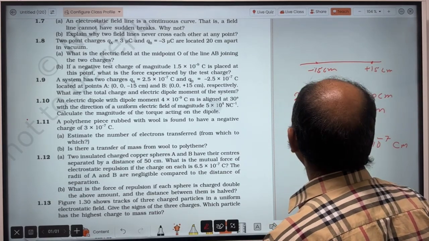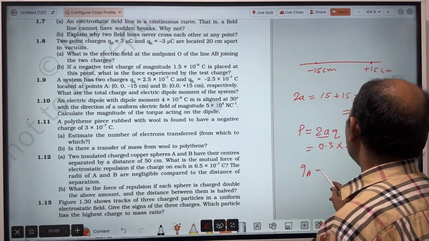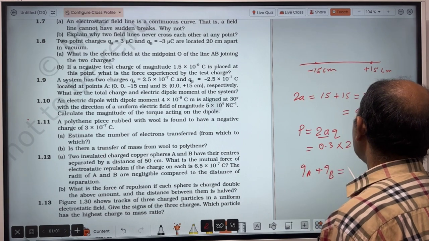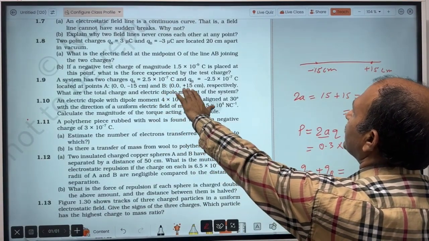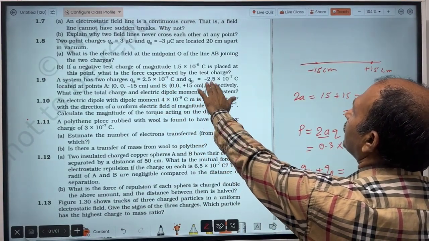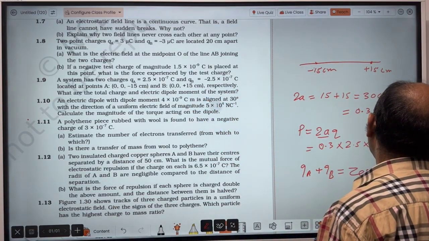Now if you find the total charge, so total charge is QA plus QB. One is positive 2.5 into 10 power minus 7 coulomb, whereas the other is negative, minus 2.5 into 10 power minus 7. So the total charge will be 0.